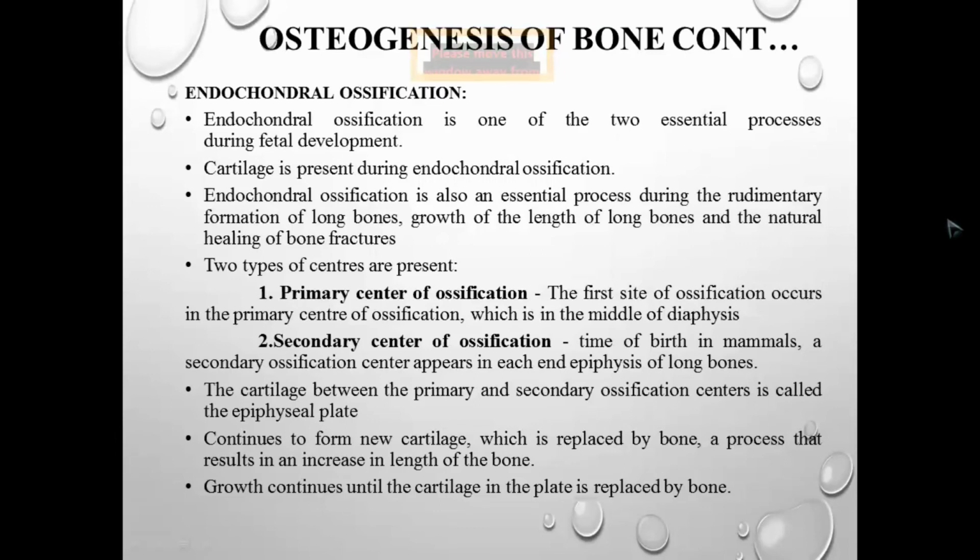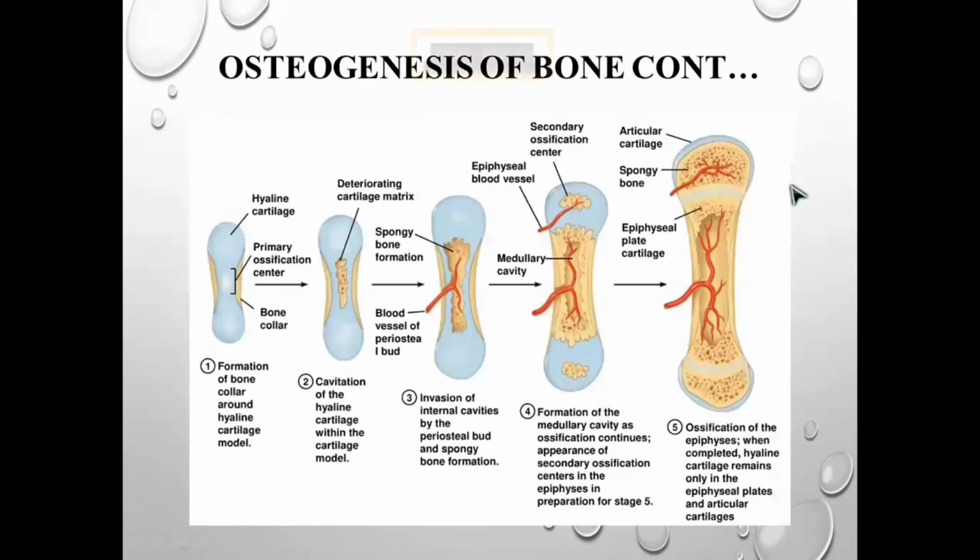The growth continues until the cartilage in the plate is replaced by the bone. The epiphyseal plate is completely elongated and it is replaced by the bone. Then the growth of the bone in the lengthwise direction will be stopped, or the growth will be retarded. Okay. The next slide shows how your bone is going to grow lengthwise.